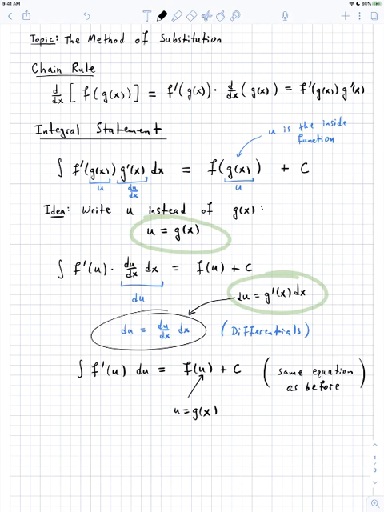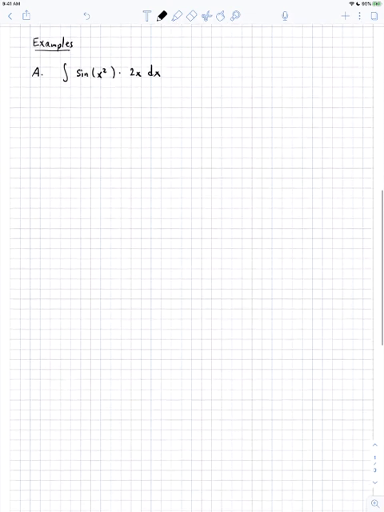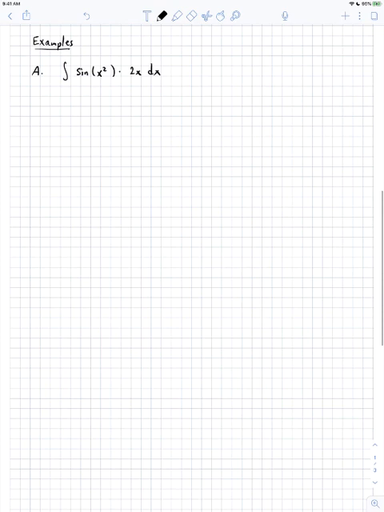So let's do an example now. We already have an example written down here for us. This is the first example that we're going to look at, the integral of sine of x squared times 2x dx. Now remember, our objective is to undo the chain rule. And in order to do that, we want to find our inside function and call it u. So u is going to be our g of x. And then du, remember, is the derivative g prime of x dx. So that's what we need to identify.